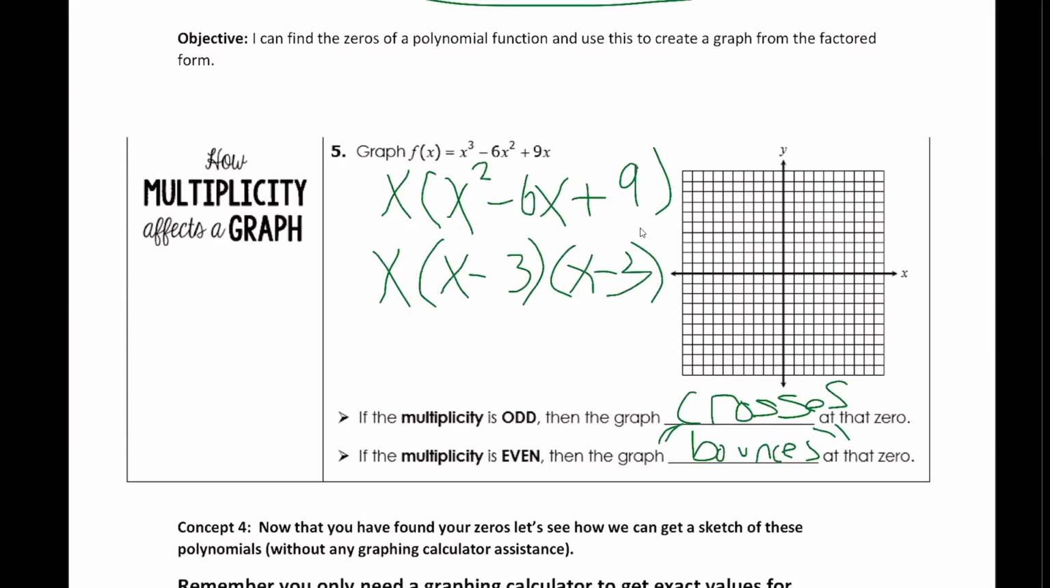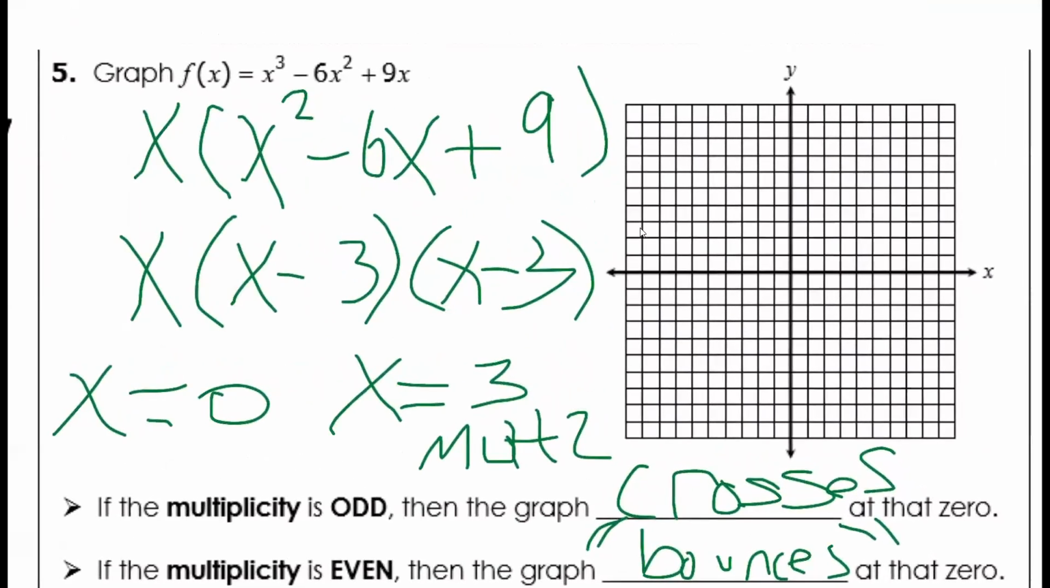So if we think about this, my solutions: I would have one at x equals 0, and I would have x equals 3, and I would have that answer twice. So that has a multiplicity of 2. First off, I'm just going to plot these x-intercepts. So we have one at 0, and we have one at positive 3.